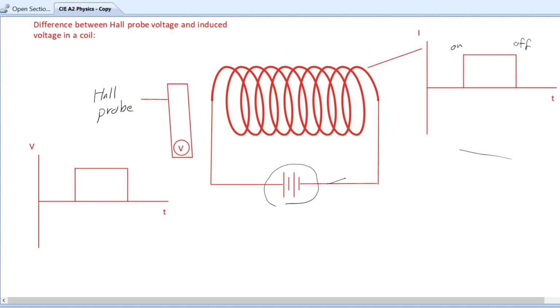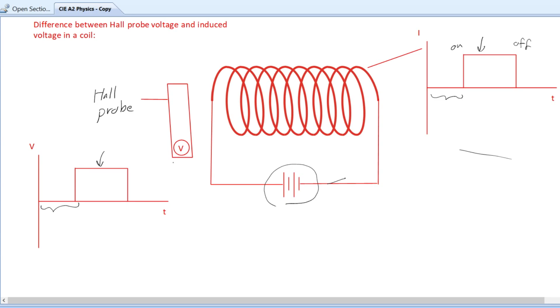and there is a voltage induced in the Hall probe. You will find that when there is no current, there is no reading on the voltmeter of a Hall probe, and once there is a current, there will be an induced voltage here. Basically, that's because the Hall probe just measures the flux density of the field.